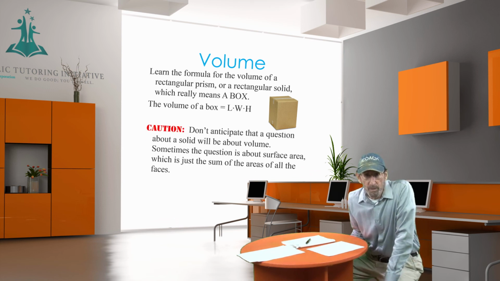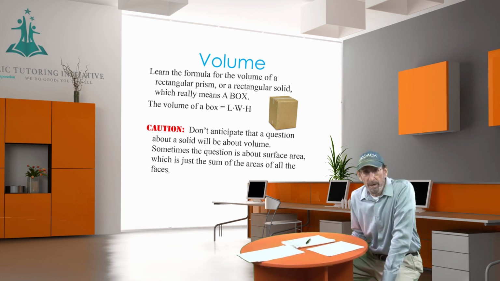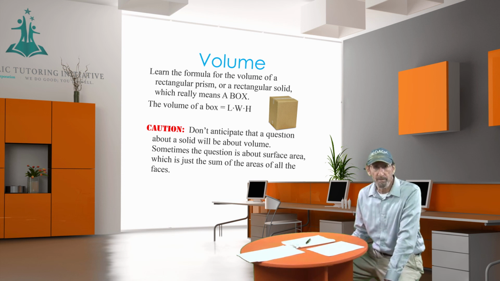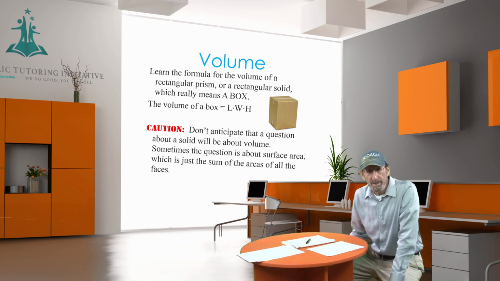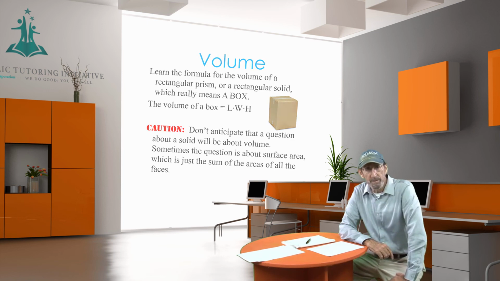Here's a cautionary word. Just as students often anticipate that a question will be about area when it is about perimeter, so it is easy to anticipate that a question about a solid will be about volume. Sometimes the question is about surface area, which is just the sum of the areas of all the faces, as we've just seen.